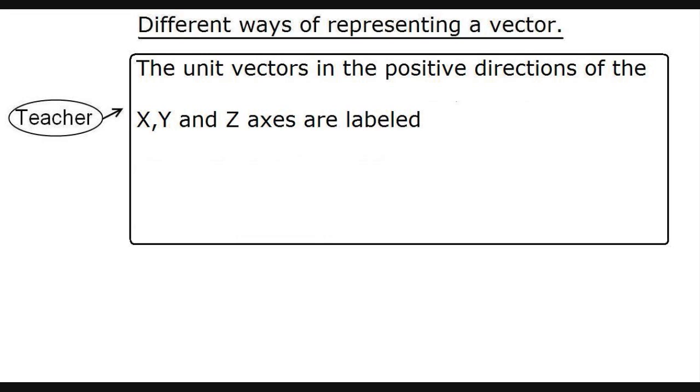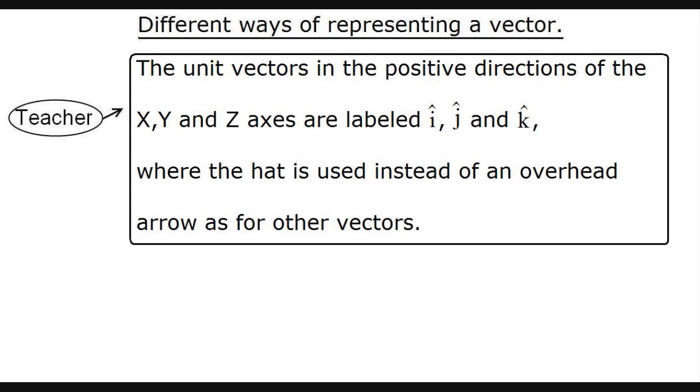The unit vectors in the positive directions of the x, y, and z axes are labeled i hat, j hat, and k hat, where the hat is used instead of an overhead arrow as for other vectors.